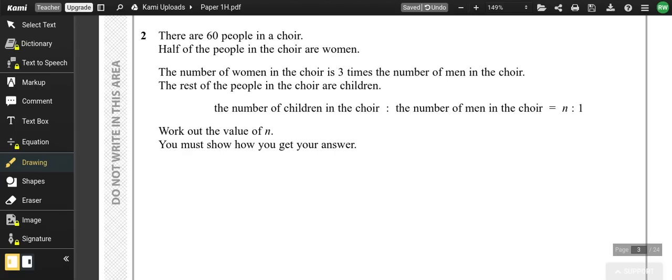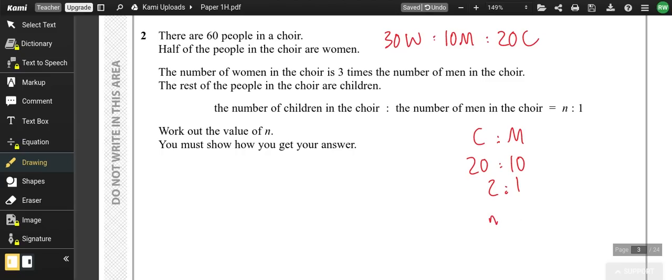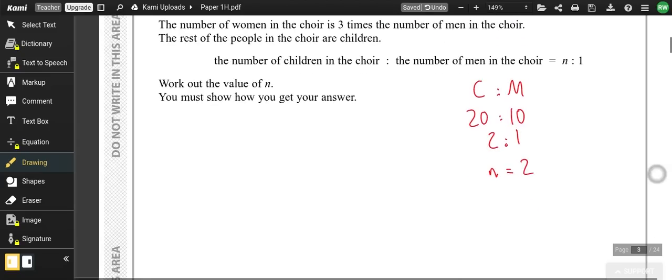60 people in a choir, half of the people are women. So we know we've got 30 women. The number of women in the choir is 3 times the number of the men. So that means that there's 10 men. And the rest are children. So out of 60, that leaves 20 children. The ratio of the number of children to the number of men is n to 1. So children to men, we've got 20 children, 10 men. So that's 2 to 1. So n equals 2.